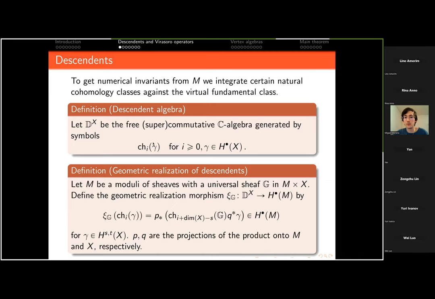So you have a Z mod 2 degree on the cohomology of X, and that induces a Z mod 2 degree on the algebra. So the i doesn't matter. Morally, because the i appears here, it's a Chern character, and so it always has even degree. Okay, even degree, good. So it's just the degree of gamma. So in particular, if X only has even cohomology, this is a free commutative algebra.